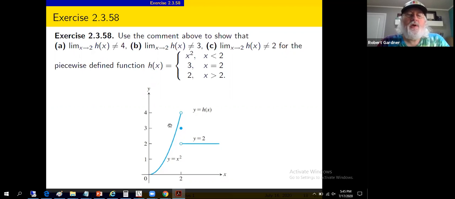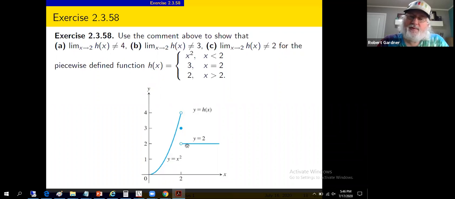They want us to show the limit as x approaches 2. Yeah, that's where all the action is, because that's where it's got a gap in it and some other things going on with a point. Limit as x approaches 2 of h of x is not 4, is not 3, and is not 2. Okay, here's those y values, 4, 3, and 2. So they're taking an interest, it seems like, in this point, and this point.